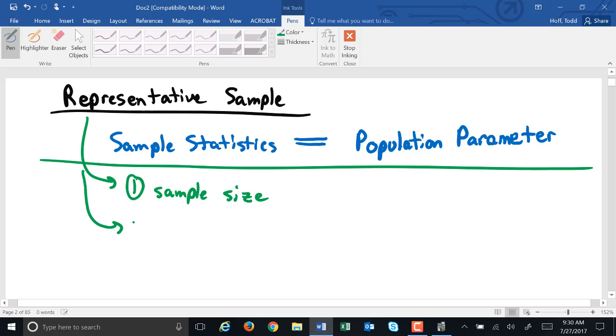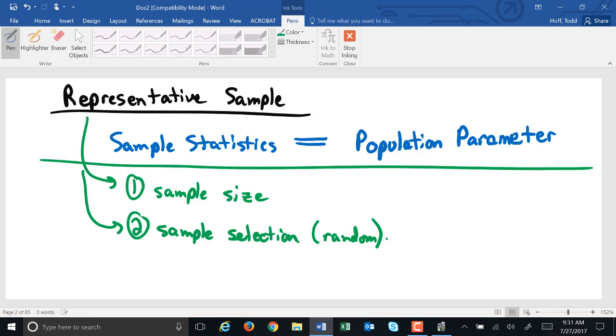And second, sample selection. I have to be very careful to select a sample at random. Remember, random means everybody in the population has an equal chance of being in that sample. And we talked yesterday about different methods that were random for sampling. But remember, the best one was the simple random, which meant you just threw everybody's name in a hat and drew them out. And those were the ones that were in your sample.